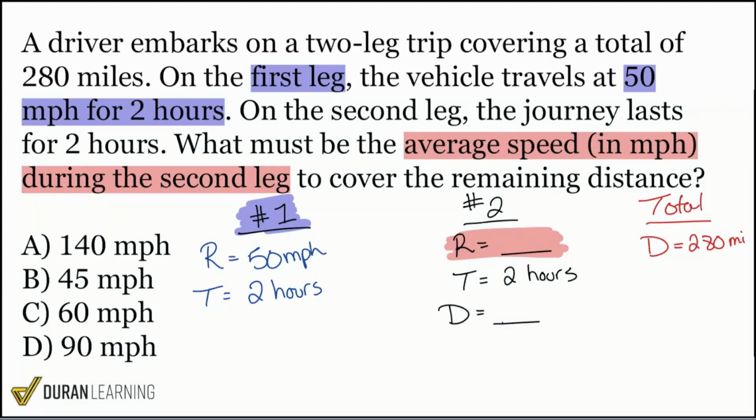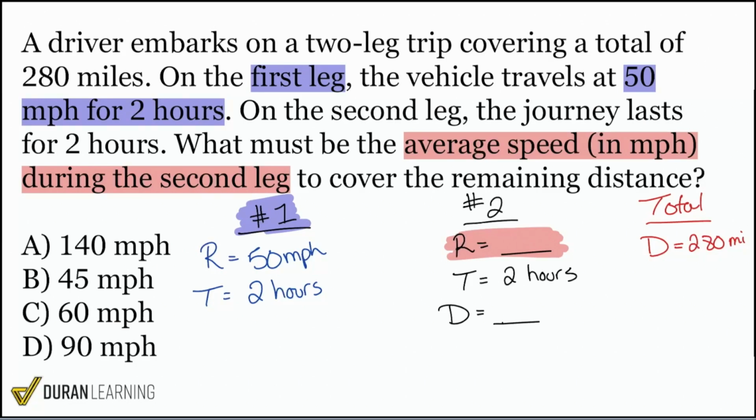How do we find that? Well, check it out. We know the total distance is 280 miles. If we knew the first distance, we could subtract it from the total and just get the second leg. Everybody, can we get the distance from the first leg with these pieces of information?